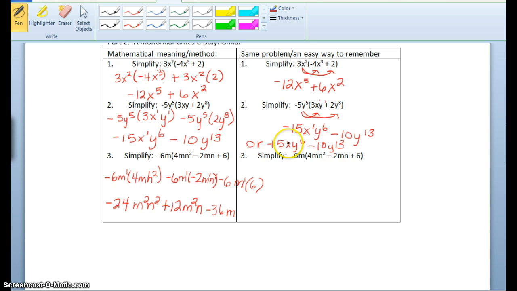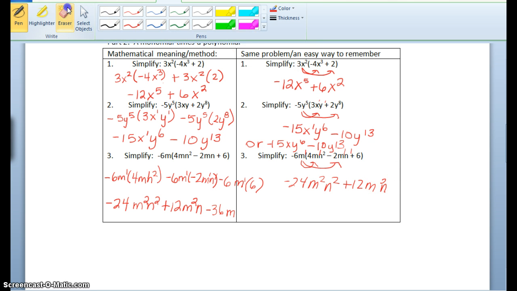Now this is our final one. We're going to take our shortcut. Let's go ahead and put our little 1s up here so we don't forget we've got them. Now we're going to distribute the negative 6m to all three terms. So negative 6m times 4mn squared gives you negative 24. 1 plus 1 is 2, so it'll be m squared. And don't forget to bring your n squared down. Then you've got negative 6 times negative 2 is positive 12. Then you're going to have m and n in your answer. 1 plus 1 is 2.